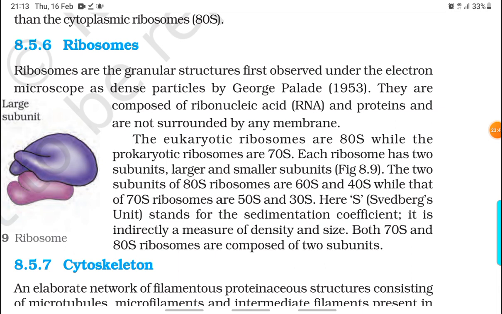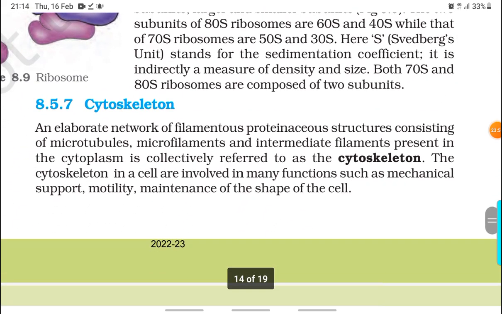Here, S or Svedberg's unit stands for the sedimentation coefficient. It is indirectly a measure of density and size. Both 70S and 80S ribosomes are composed of two subunits.